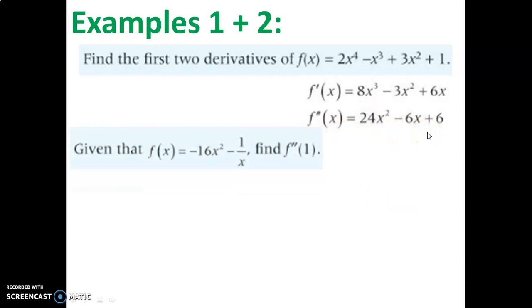How about this one here? Given this function, find f double primed of 1. So now you're finding the second derivative and then putting 1 into it. So you're finding the slope at x equals 1 on the second derivative.